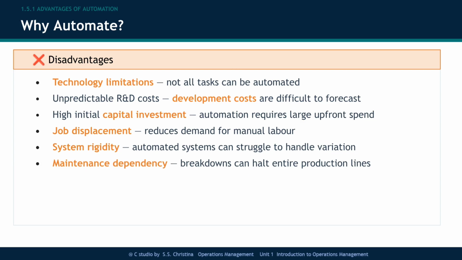Unpredictable development costs. This is a critical business risk. Automating a production process can cost far more than estimated, sometimes making the entire investment economically unjustifiable only after the money has been spent. High initial investment. A fully automated automotive body shop costs hundreds of millions of dollars. That capital must be justified by future savings, which requires accurate demand forecasting. If demand drops, the fixed cost burden is brutal.